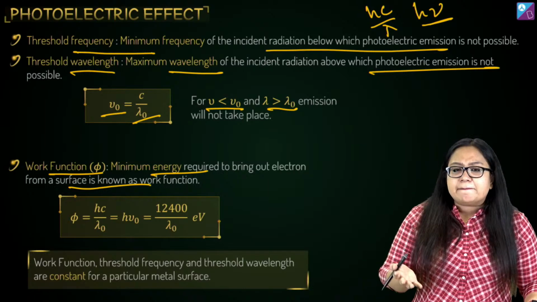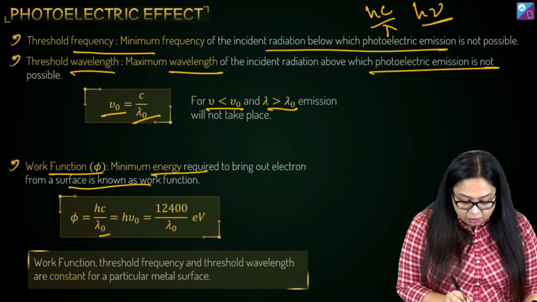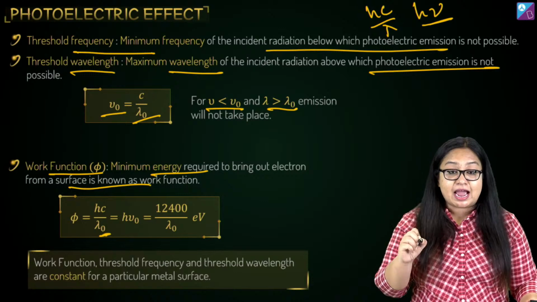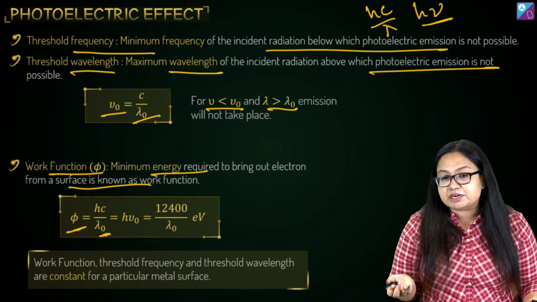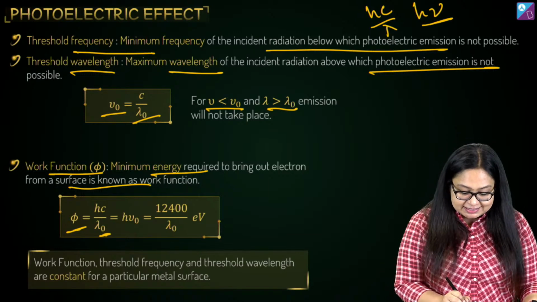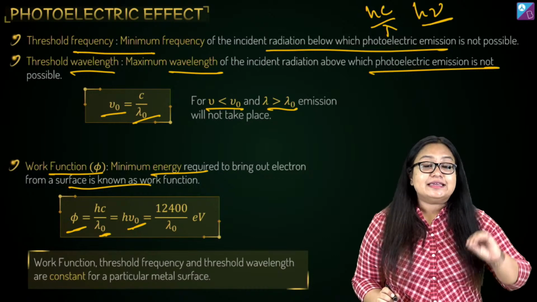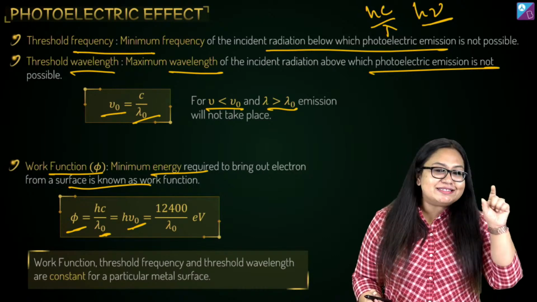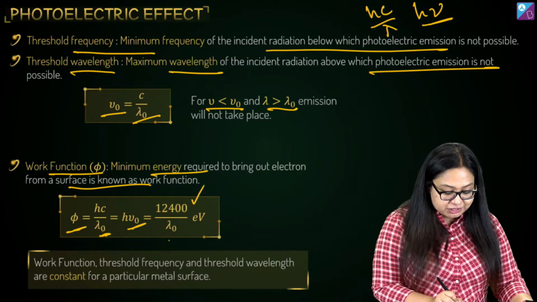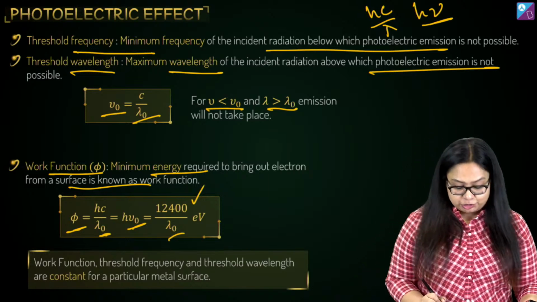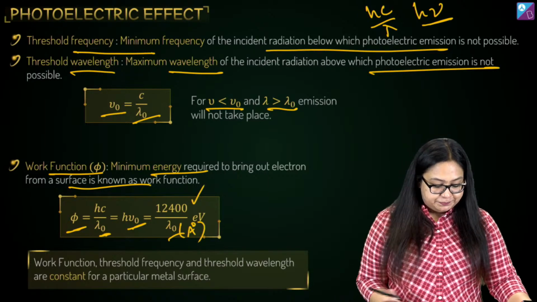Now what is happening over here? If lambda naught is the threshold wavelength and nu naught is the threshold frequency, then phi, the work function, which is the minimum energy, can be calculated using these: hc by lambda naught, which is equal to h nu naught. Simple. And here as well, the shortcut that I told you about, h into c numerical value, is equal to 12400 when you substitute lambda in angstrom. This should be in angstrom. All right.